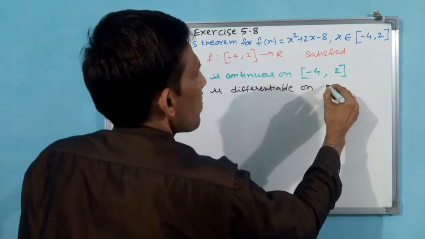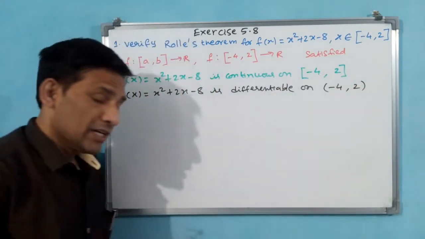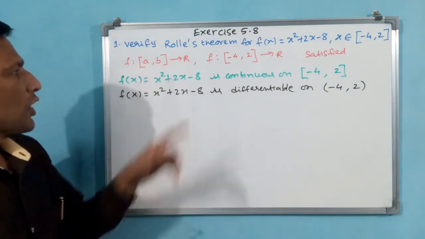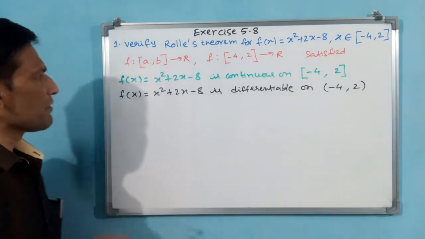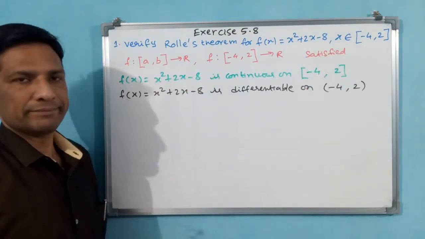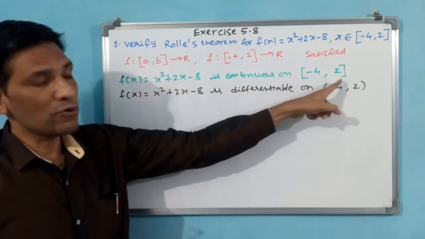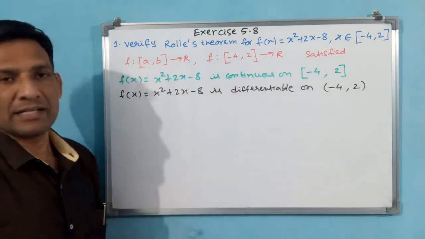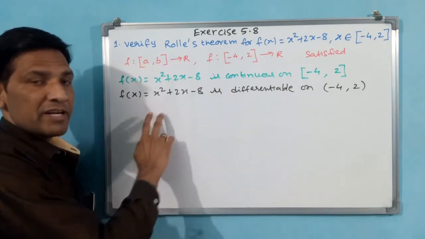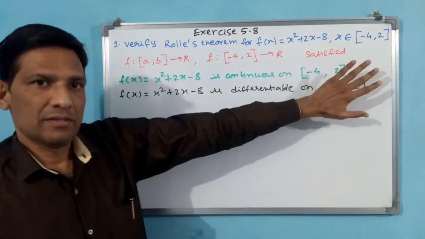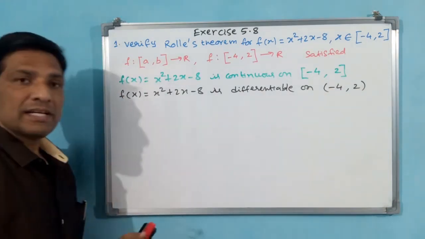Differentiable on minus 4 to 2, open interval. See, here earlier also continuous on minus 4 to 2, but even if you close it, it will be a continuous function for any number. All numbers, it is a continuous function. Here also you see this function is differentiable for any numbers, and for these numbers also this is differentiable. How can we say differentiable?